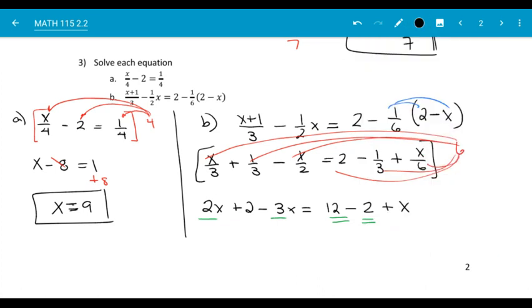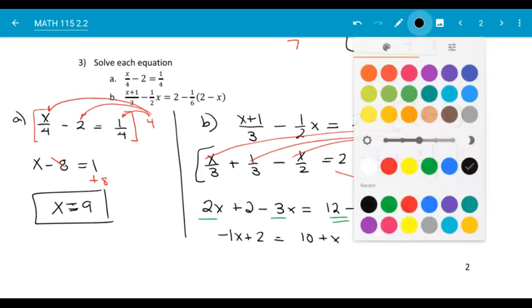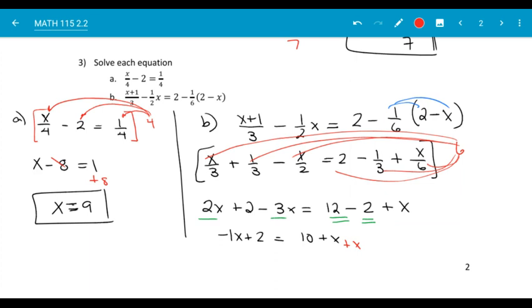All right, so then if we think about like terms, we've got like terms there. We've got like terms there. So what do we have? We have negative 1x plus 2 over here equals 10 plus x over here. So we could add the x to get rid of that and subtract the 10 to get rid of that. So that would be negative 8 equals 2x. Divide both sides by 2. And we end up with negative 4 equals x for our one and only solution on that. Negative 4 equals x. All right, that takes care of that one.